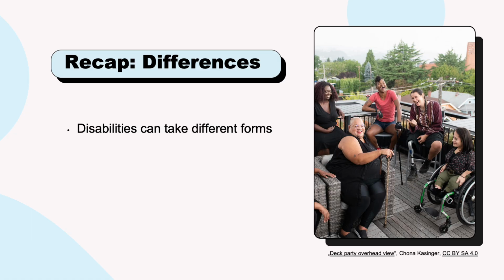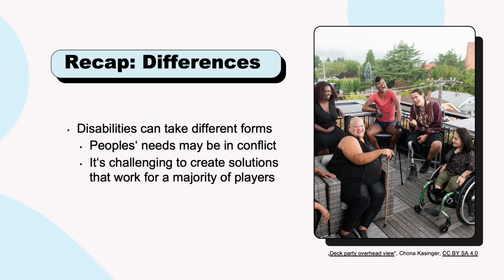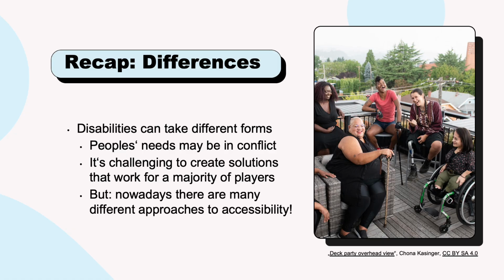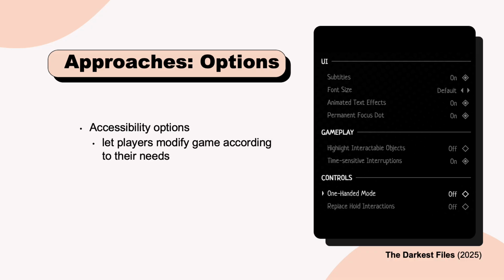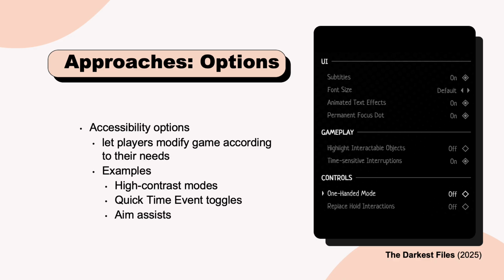Since disabilities take many different forms, and people's needs may occasionally be in conflict with each other, it's often challenging to create accessibility strategies that work for a majority of players. But fortunately, nowadays there are different approaches to remove access barriers. One of these approaches is offering accessibility options so that players can modify the game according to their needs. Examples for this approach are colorblind modes, high contrast modes, QuickTime event toggles like off, single button press, skip, and aim assist.